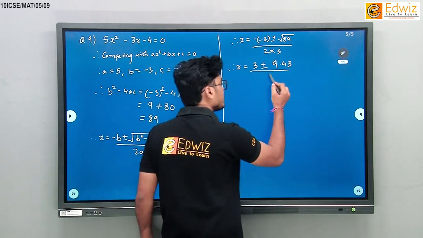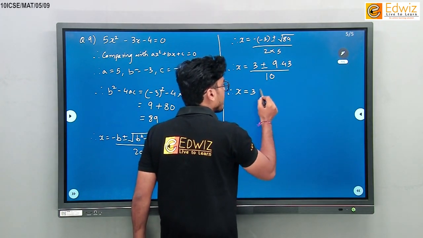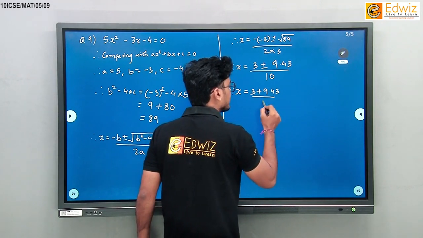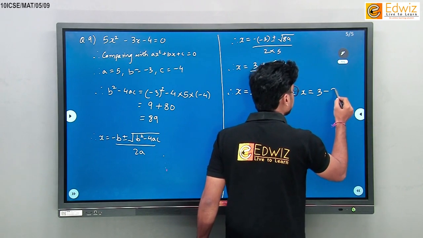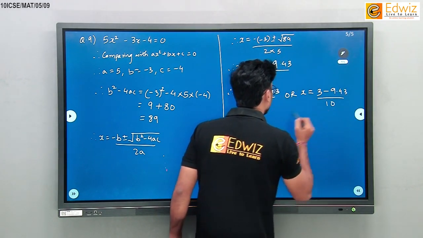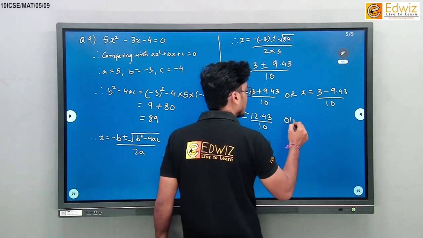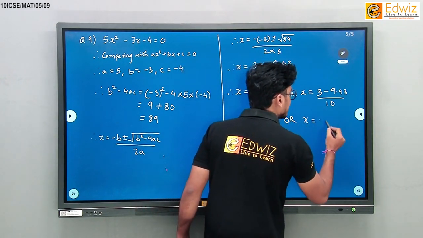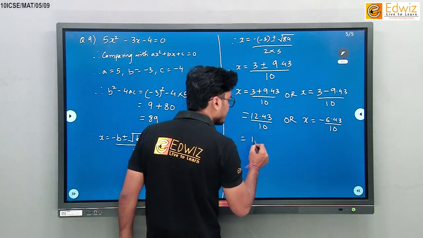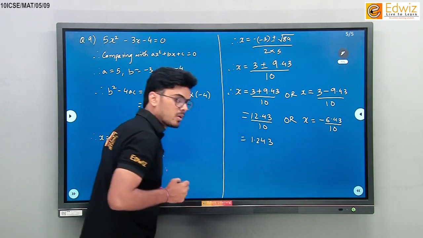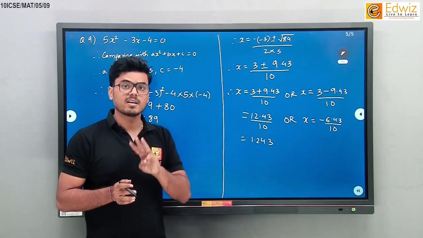Let us solve this further. 2 into 5 is 10. x will be equal to 3 plus 9.43 upon 10, or x will be equal to 3 minus 9.43 upon 10. Okay, so this is 12.43 upon 10, or this is minus 6.43 upon 10. Okay, the solution of this is 1.243. Okay, but I told you earlier that you have to write only 3 significant figures.